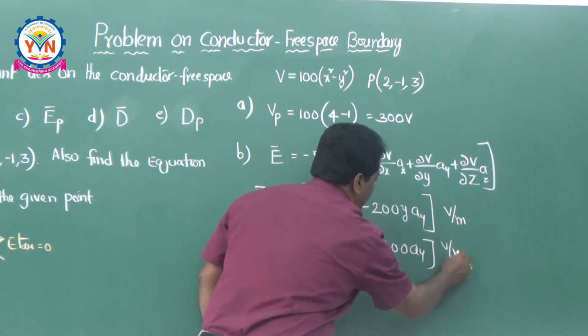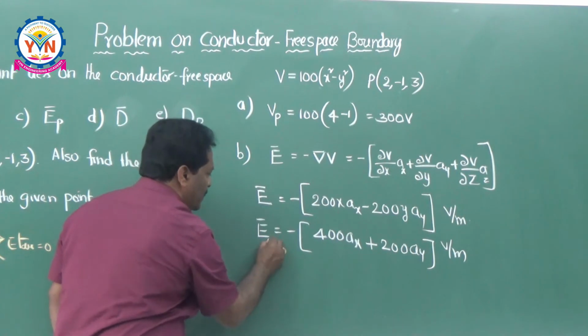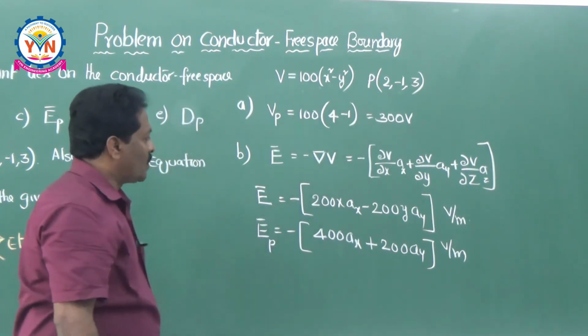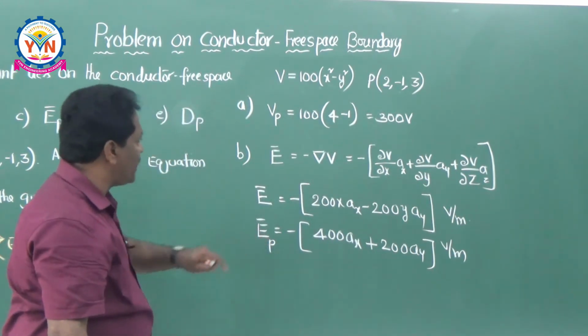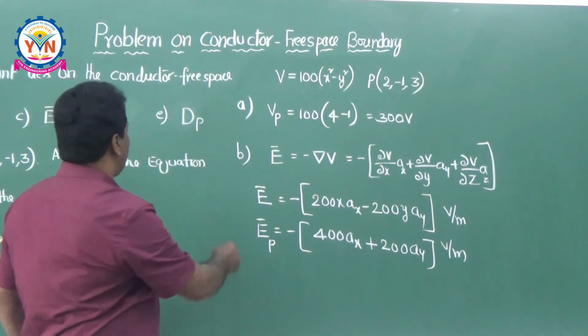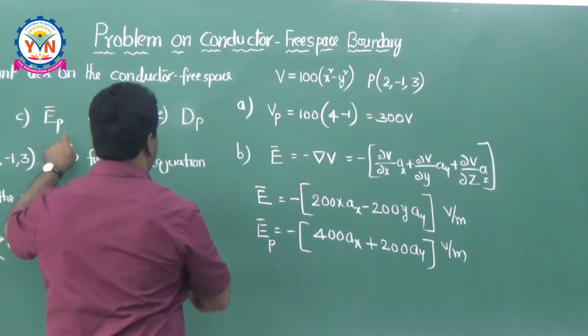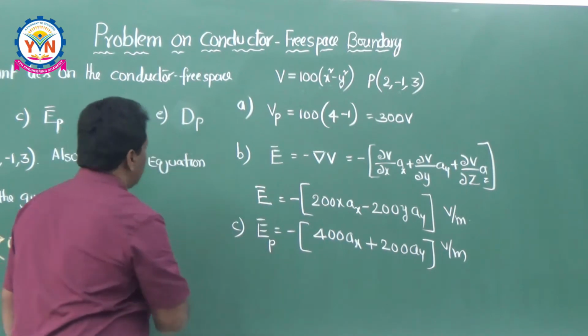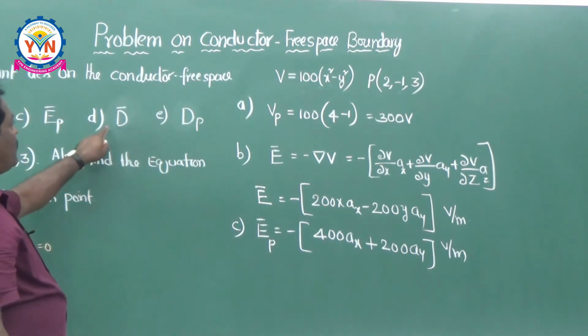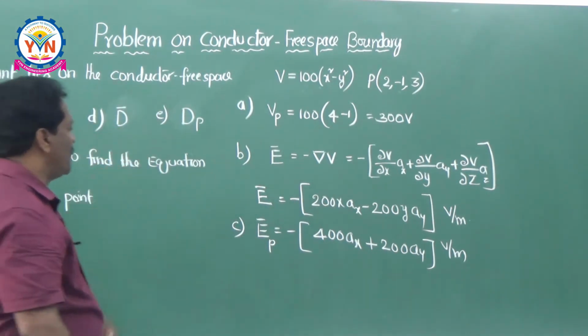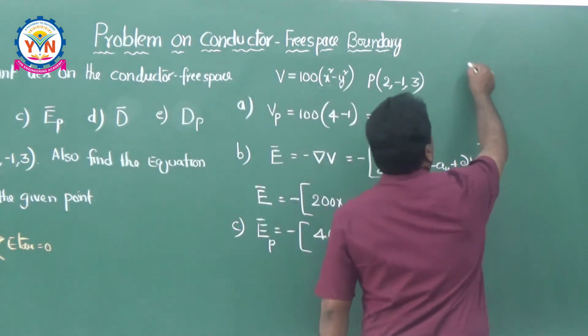Volt per meter. As it is at that given point, this is called Ep, the electric field intensity at the given point P. E bar is nothing but... and what about the D bar? D bar means flux density.